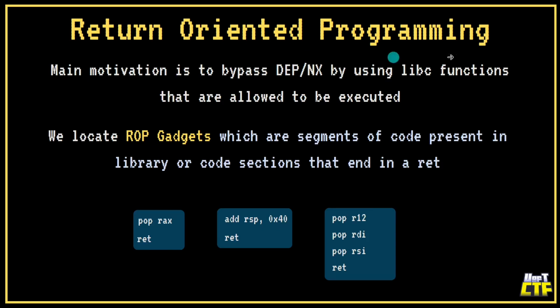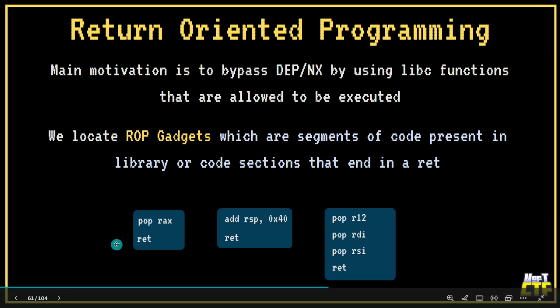But yeah, return-oriented programming. So the main idea behind return-oriented programming is we want to bypass the no execute rule by using functions, so library functions, that are already allowed to be executed. So you can execute library functions. You can't write to them, but you can obviously execute them. And the main idea is that we locate something called a ROP gadget. And a ROP gadget is just a segment of code in your libraries or in your code section that ends with a return. So it has a few instructions before a return.